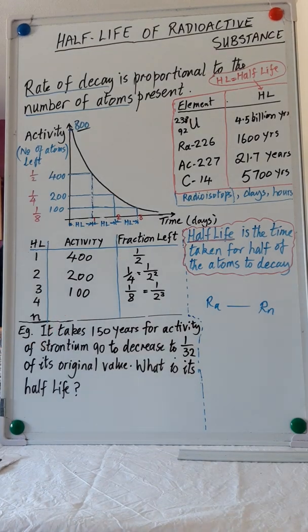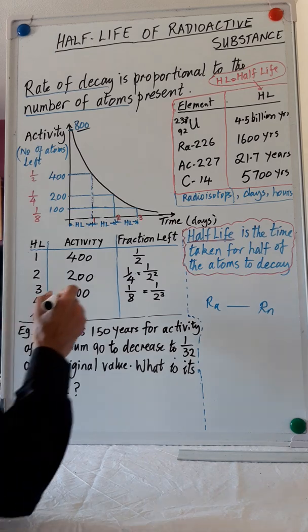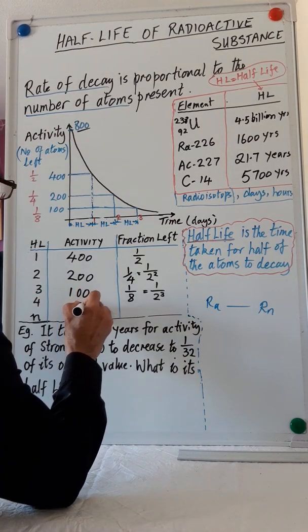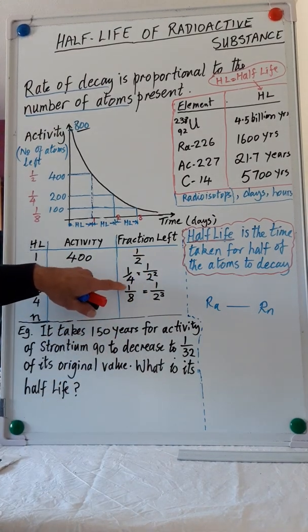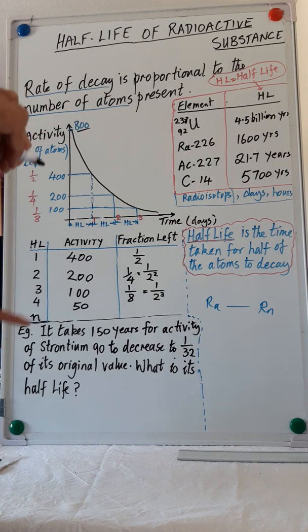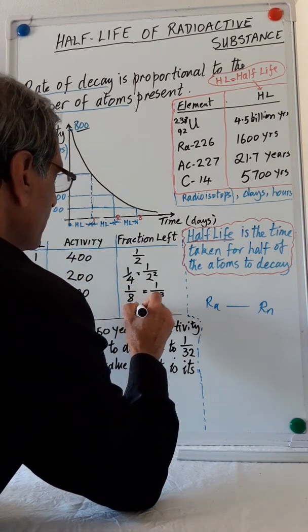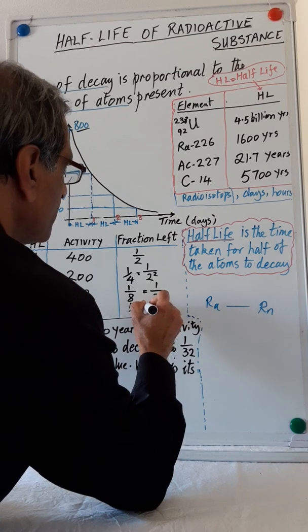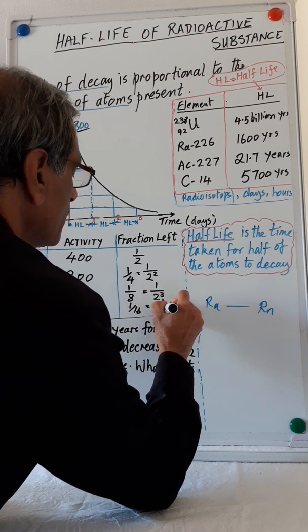Now, after 4 half-lives, this will be half of 100, which is 50. The activity will be half of 1/8. That means 1 over 8 times the half, which is 1 over 16, which can be written as 1 over 2 to the power of 4.